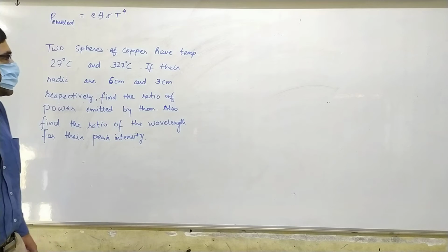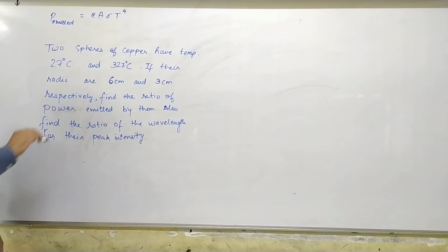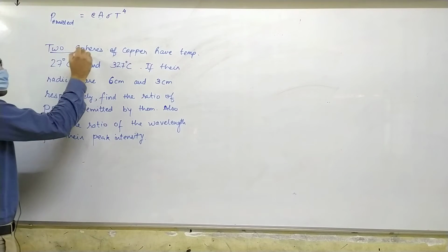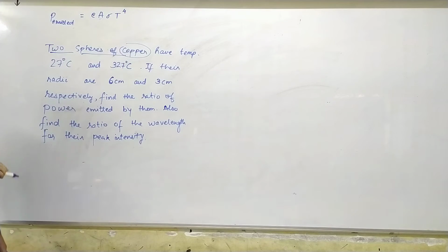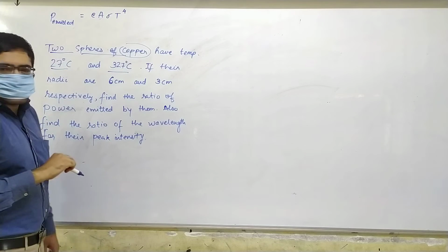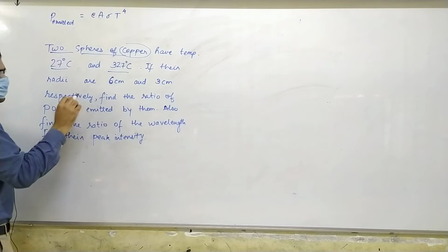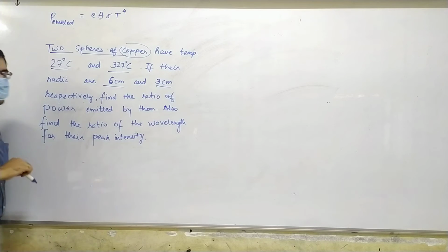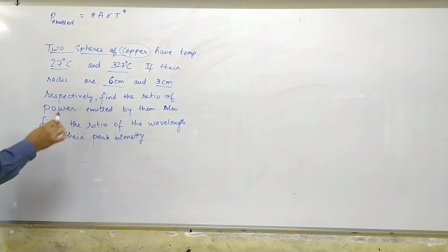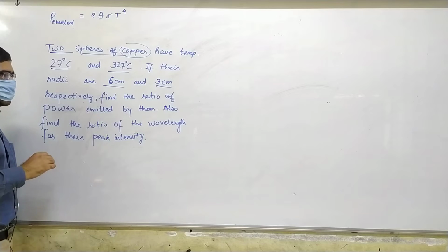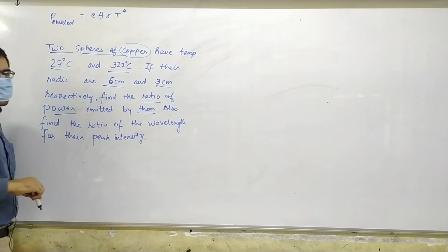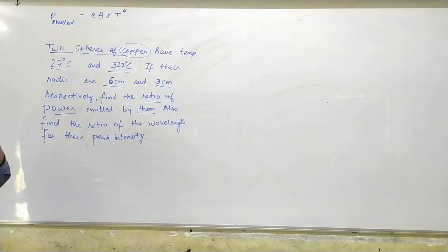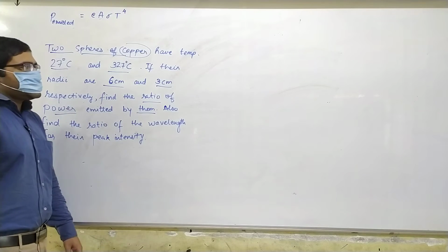Alright, so here's the question again. So if you have two spheres of copper, right? So material is same, but they have different temperatures. Now we are given that the radii are 6 cm and 3 cm respectively. So you have to find out what is the ratio of the power emitted by them. That is power emitted by the first divided by the power emitted by the second.